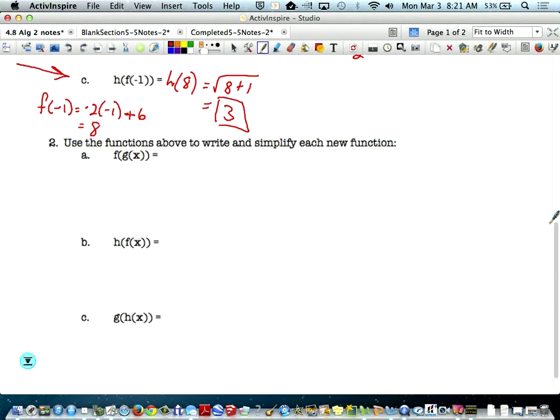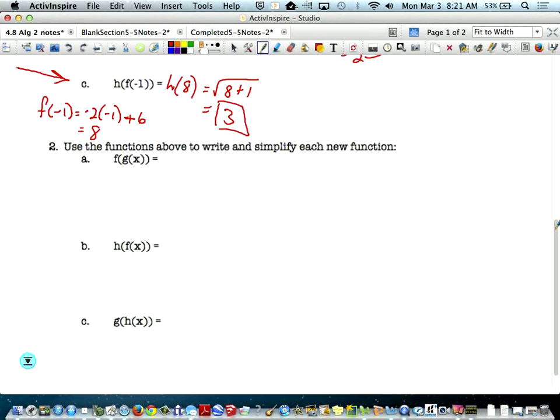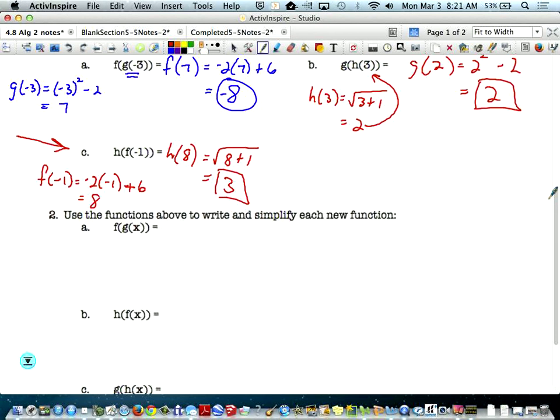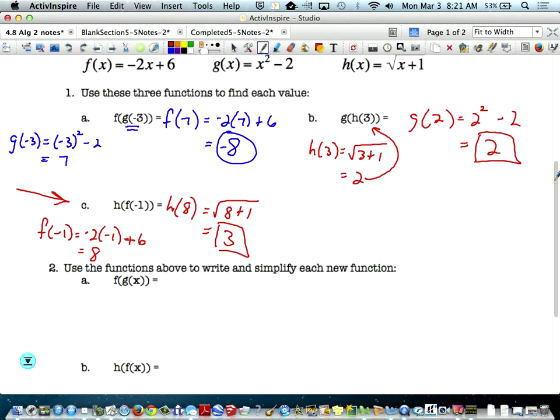We're going to do one or two of these, I guess. Use the functions above to write and simplify each new function. Now we don't have any numbers. We're actually going to take the equation and put it into the other equation, and then see if we can simplify. So, scroll up a little bit so we can see the functions there.